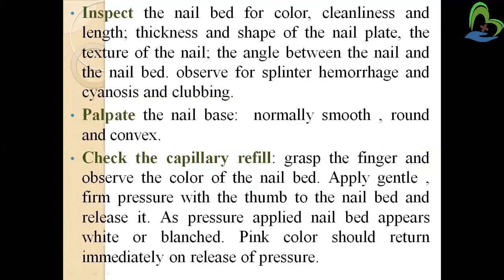So inspect the nail bed for color, cleanliness and length, thickness and shape of the nail plate, the texture of the nail, and the angle between the nail and the nail bed. Observe for splinter hemorrhage, cyanosis and clubbing. The next one is to palpate the nail base, normally smooth and round and convex. Check the capillary refill: grasp the finger and observe the color of the nail bed. Apply gentle firm pressure with the thumb to the nail bed and release it. As pressure is applied, the nail bed appears white or blanched. Pink color should return immediately on release of the pressure.